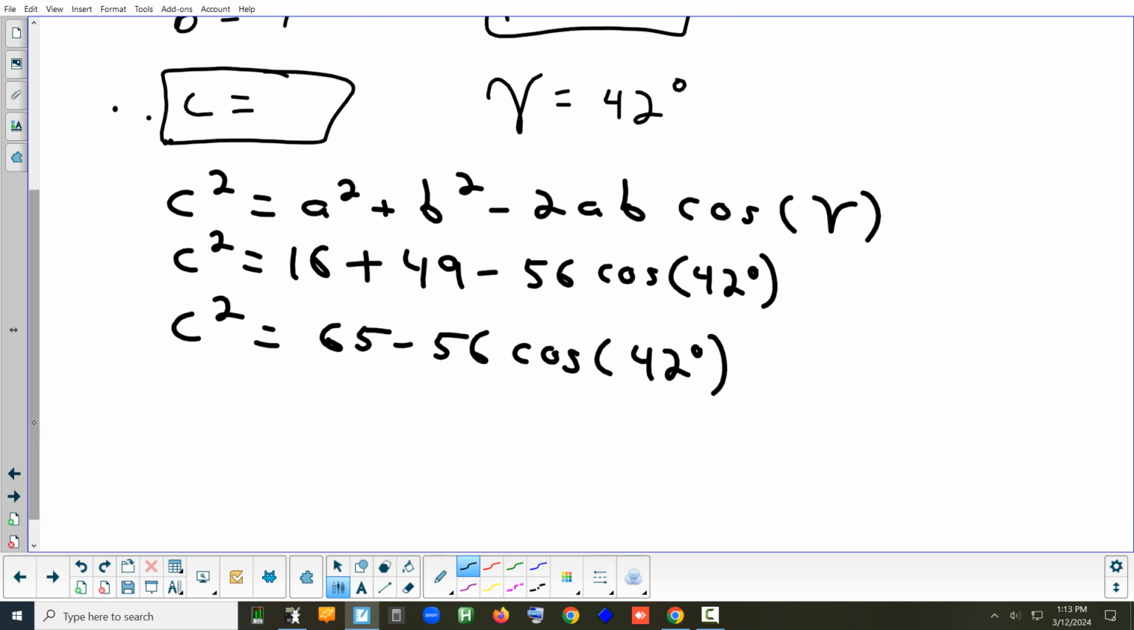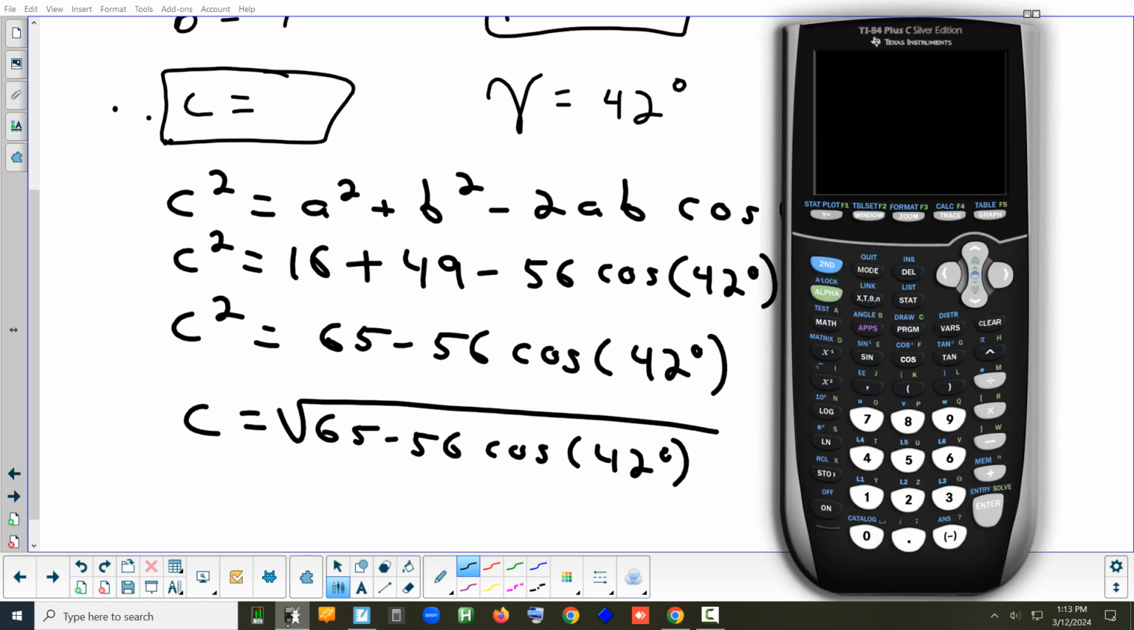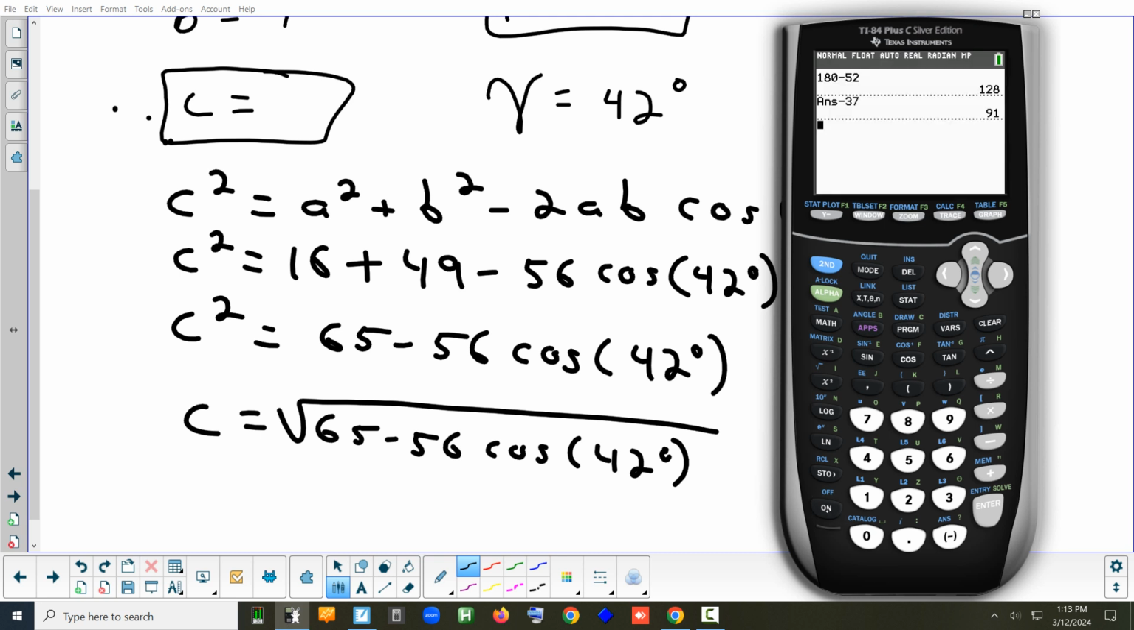So the only thing we're going to do now is get C by itself. What do we have to do on both sides? Take the square root. Now just type that in. So 65 minus 56 cosine 42, and that's all under a square root. And as long as I typed everything in right, and okay, no, that's not right. What's wrong with that? Yeah, I'm in radians. Okay, so that's wrong.